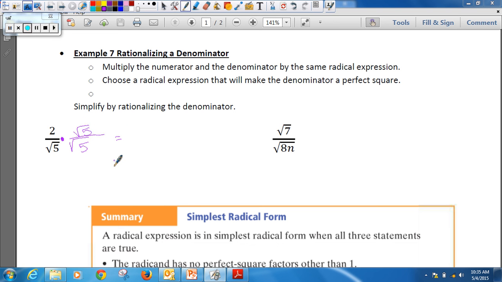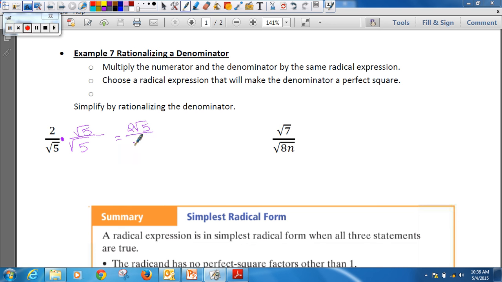And the reason this works and doesn't change the final answer is because the square root of 5 over square root of 5 is actually equal to 1. When you take something times 1, it equals the same thing. It might look different, but it will equal the same thing. So my numerator, 2 times the square root of 5, is 2 square root of 5.